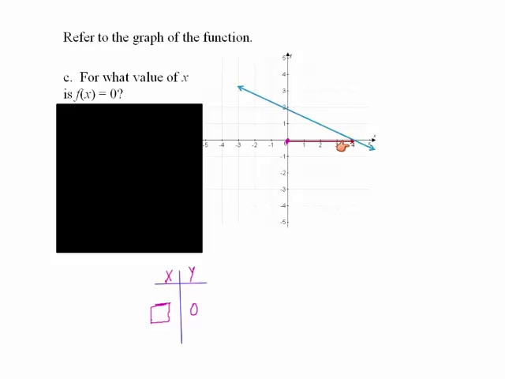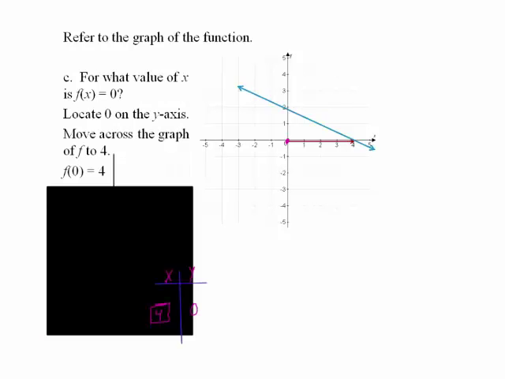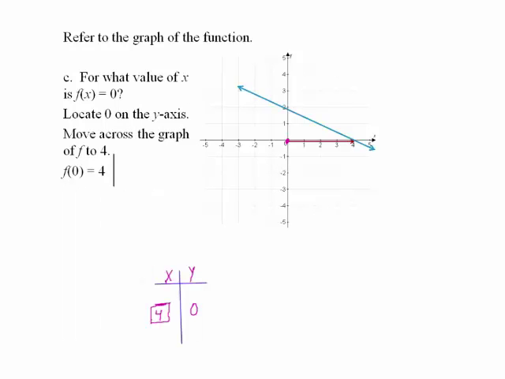Now, what is that? 4. Looks like it's 4, right? So we're going to locate 0 on the y-axis, move across the graph of f to 4. So there it is. F of 0 is equal to 4. This is not correct, right? Let's just correct it. Let me delete all that.